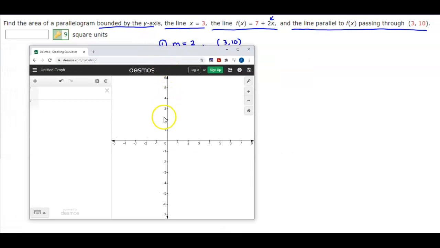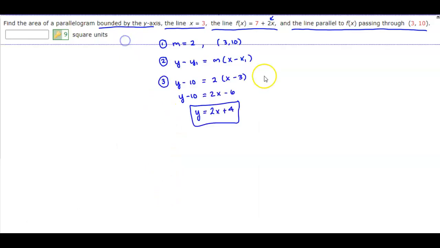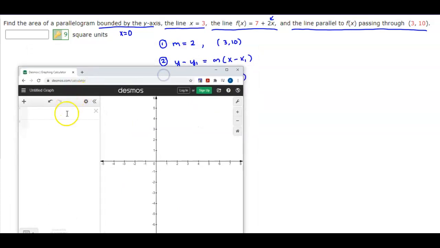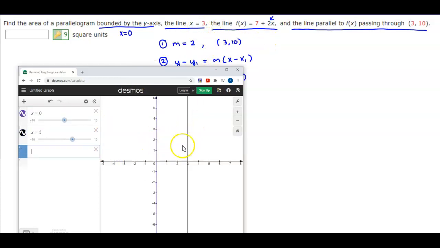We already know that it's bounded by the y-axis. Now remember that the line for the y-axis is x equals 0. So let's put these lines into our graph. We have x equals 0, which is the y-axis, and then we have the other line, which is x equals 3. Now we have these two lines. Now we're going to put in the line 7 plus 2x.